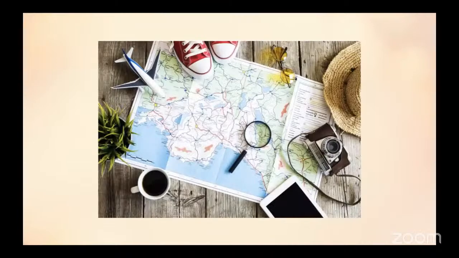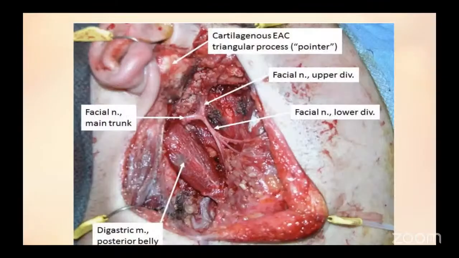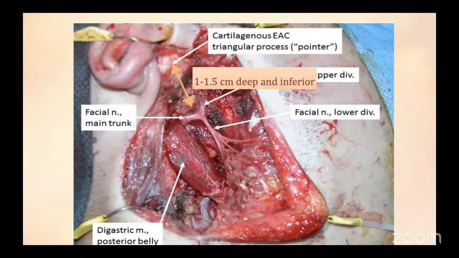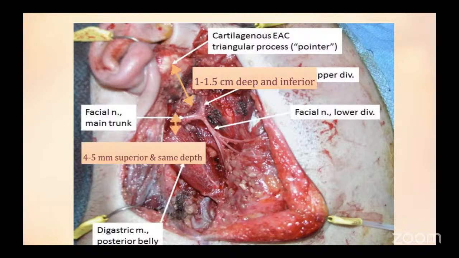So various surgical landmarks are needed to identify the facial nerve during parotid surgery. Tympanomastoid suture, mastoid, styloid, many of them have been described, but the most reliable surgically are the tragal pointer and the posterior belly of digastric where it meets the sternocleidomastoid muscle. The facial nerve lies 1 to 1.5 centimeter deep and inferior to the tragal pointer, and it is 4 to 5 mm superior to the posterior belly of digastric, but the depth is at a similar level.